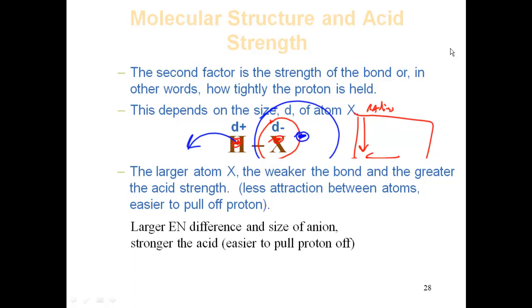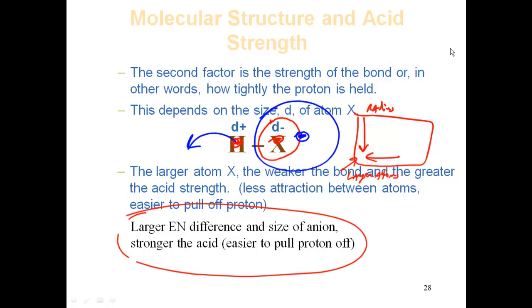So, bottom line, the larger the electronegativity difference, the larger the size of the anion, the stronger the acid. The easier it is to pull off that proton. These are the two things you look at to decide which species is a stronger acid.